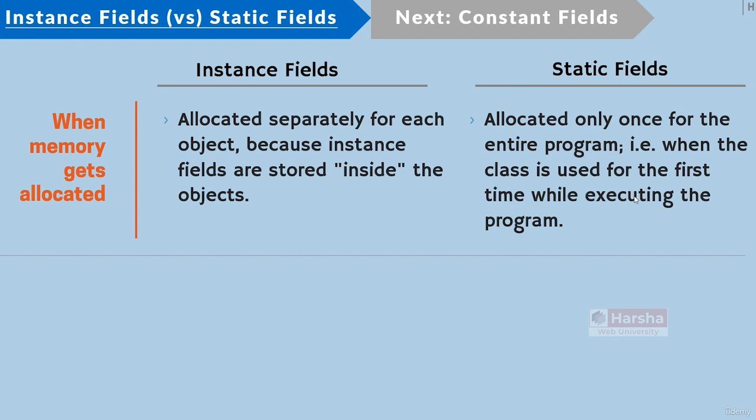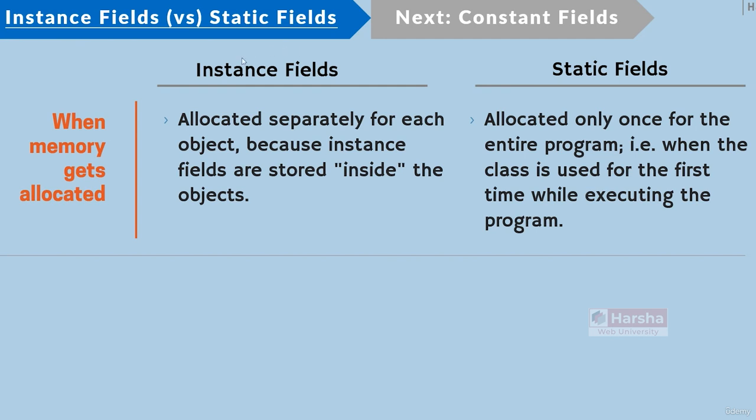So assume in the main method we have accessed the class name in the 10th line. So while executing that 10th line only, the static field memory will be allocated, not prior to that. So overall, if you don't access the particular class in the entire program, the static field memory will not be allocated at all. On the other hand, if you don't create any object, the memory of instance fields will not be allocated, because instance fields only will be stored inside the object.